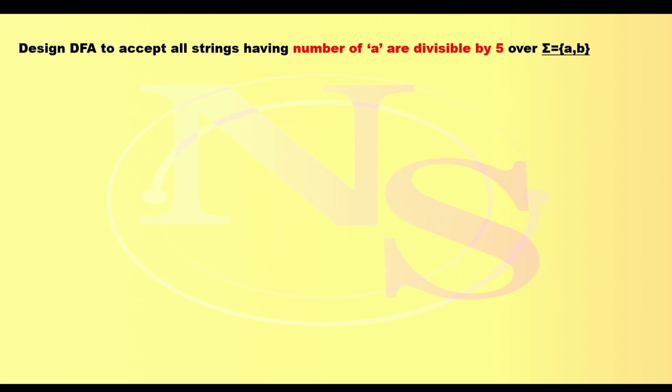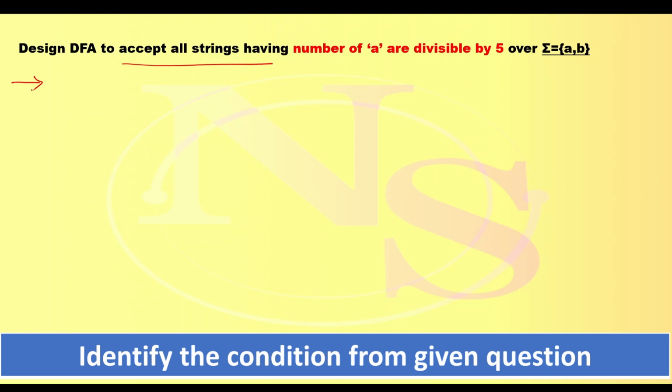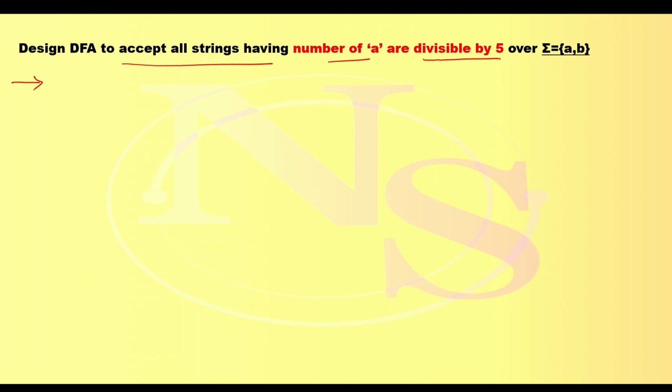Here the question is: design a DFA to accept all strings having the number of a's divisible by 5. First, try to identify the condition and understand it. Here the condition is given on the number of a's, and that should be divisible by 5. It means, suppose the number of a's is 5, then it's a valid string. If the number of a's is 10, it's a valid string. Also, if the number of a's is 0, 0 is also divisible by 5, so that also becomes a valid string.